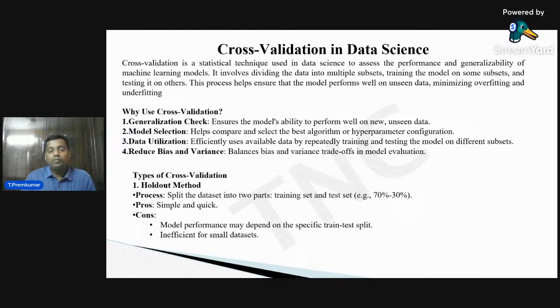So what are the types of cross validation we have? First is the hold-out method. We split the data set into two different parts, a training set and a testing set, in the ratio of 70 to 30 percent. The pros of the hold-out method are that it is simple and quick. The cons are that the model performance can depend on the specific train set split, and it is inefficient for small data sets.